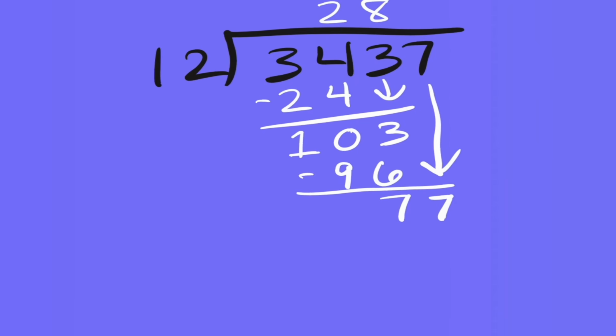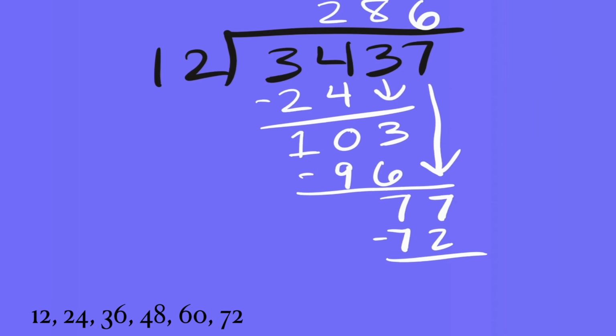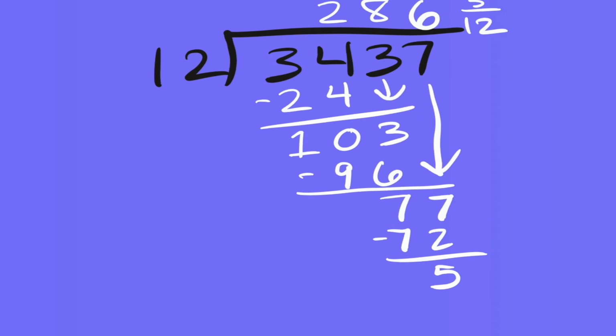Now 12 hops into 77 6 times for 72. Because 6 times 12 is 72. We subtract, we get 5 remaining. And now we get 286 and 5/12. Awesome. So 3,437 divided by 12 is 286 and 5/12.